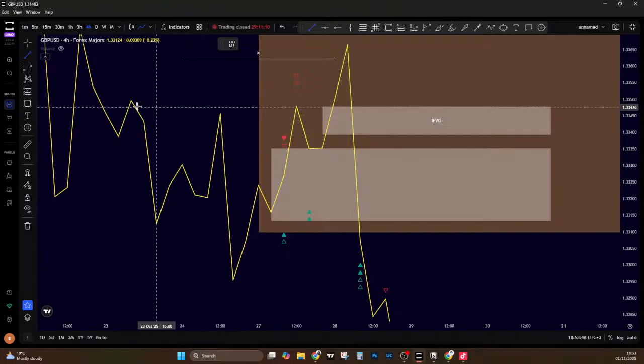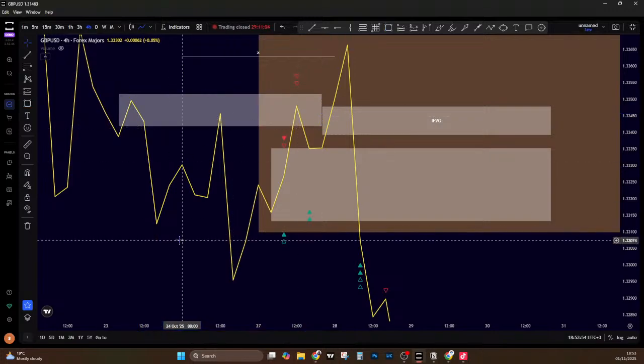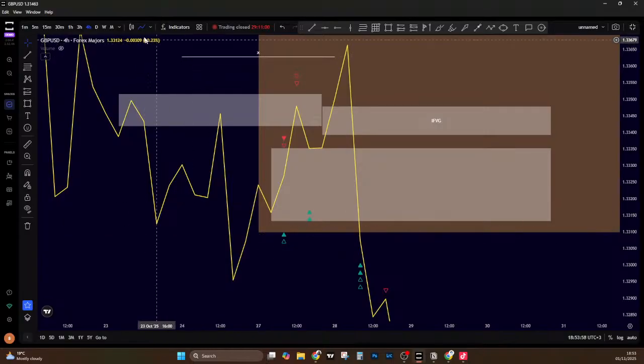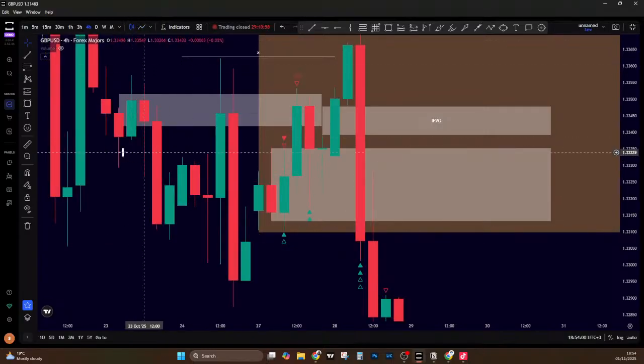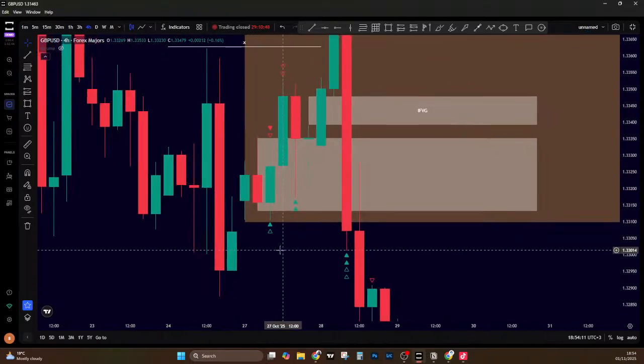You see around this area here, that is where our QML is. Now you use this as confluence, because if I go back to the charts, you can see that this is where we have the IFVG. So this is how you mark out your zones to get the most probable zone.